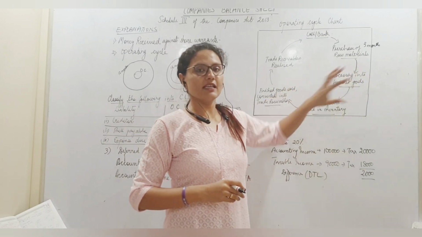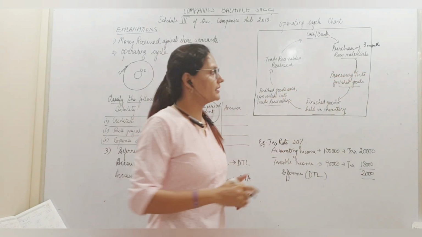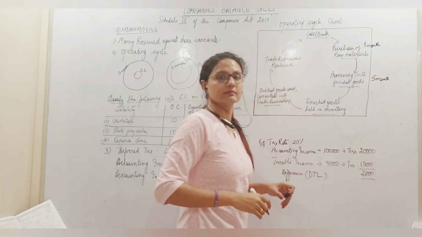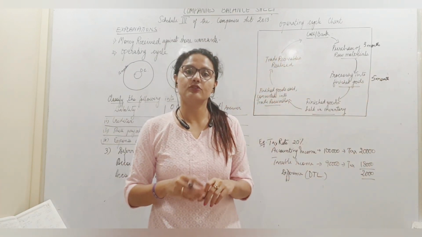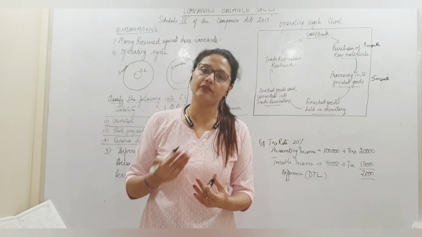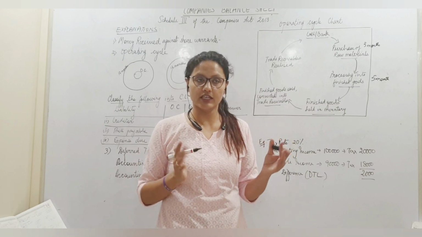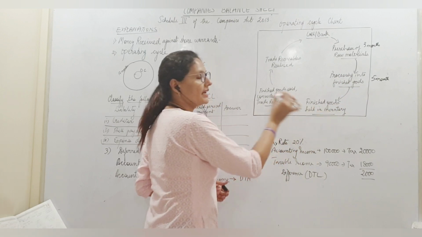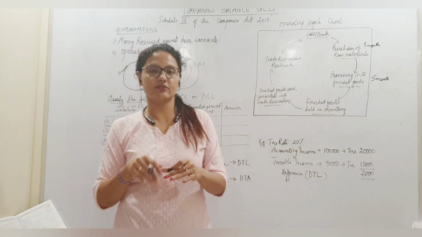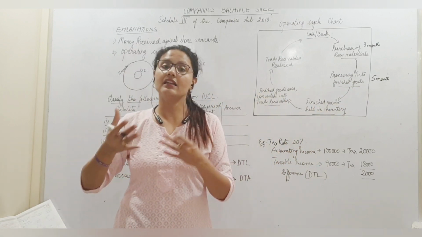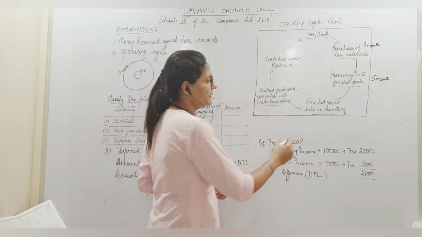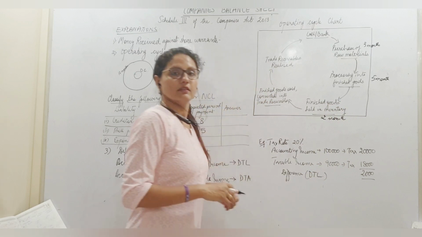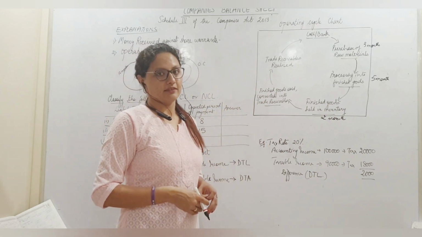Then the processing will take some time. Maybe it takes around 5 months. 5 months it is required to convert the raw material into finished goods. So that time is also there, gestation period. Then once the goods are ready, you will have to keep it in stock. It's not that today it's ready and I sell it today itself. I'll have to hold the stock for some time. Maybe I'll stock it up for 2 months. And then I'm able to sell it.